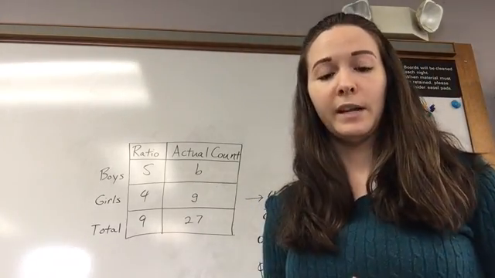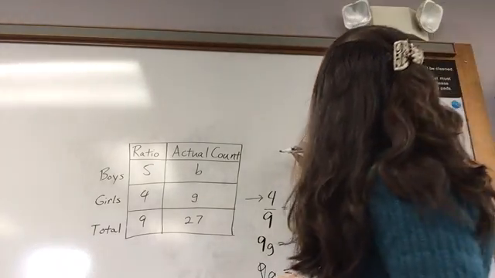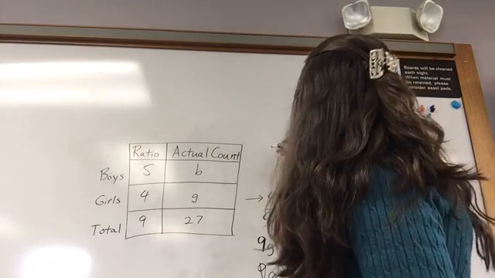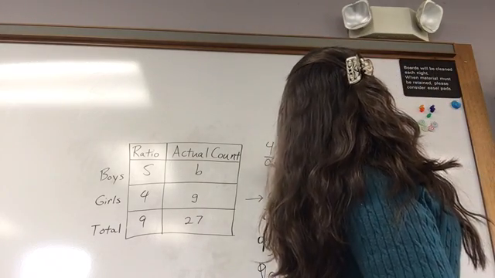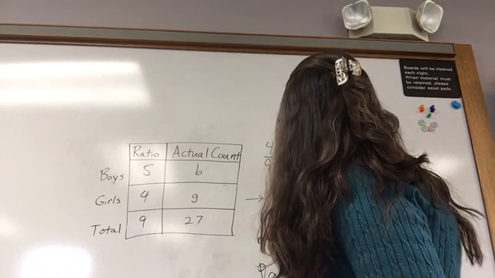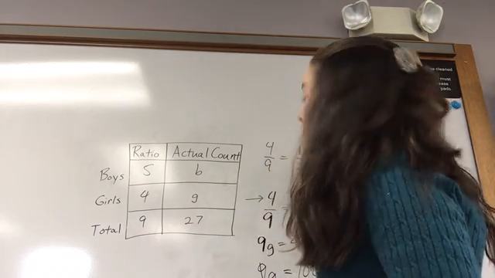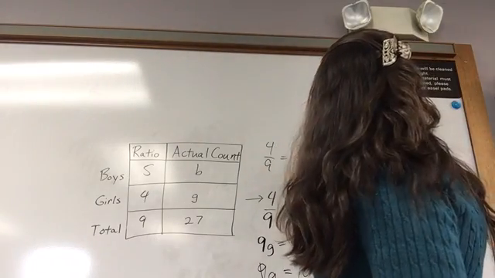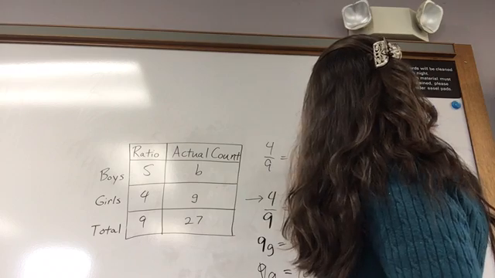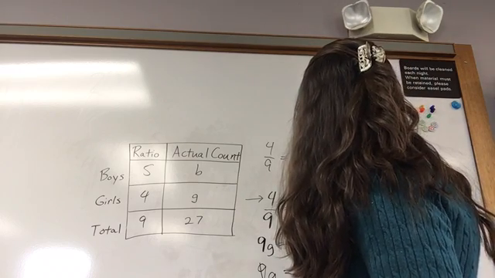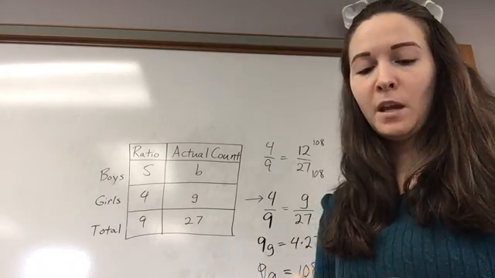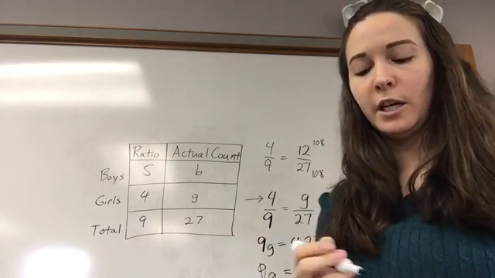So 12 out of 27. And we could also solve the proportion in order to see if we've gotten the correct answer. So that would be 4 is to 9 as 12 is to 27, and then we would cross multiply again to solve. 4 times 27 equals 108. 9 times 12 also equals 108. 108 equals 108.